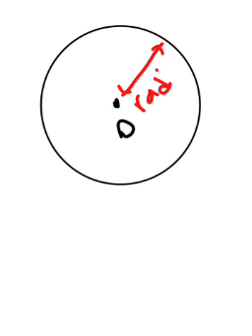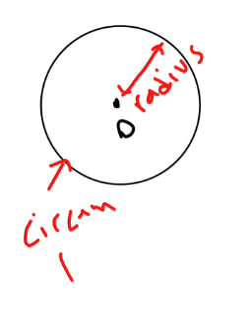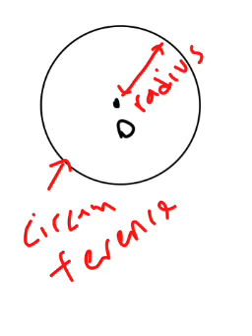Radius means the line or the distance between the midpoint and what we call the circumference. Circumference is basically the total length that is engulfing the circle itself. So this whole thing is called the circumference.